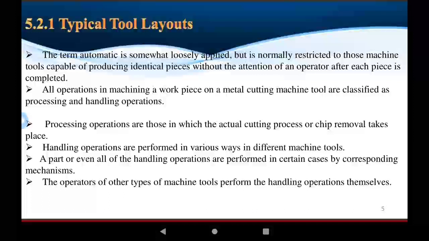The operators of other types of machines perform the handling operation themselves. The machine automatically performs the operation and achieves the finishing of the workpiece. And for the other types of tools used in these machines, the machine automatically selects the tools and performs the work.